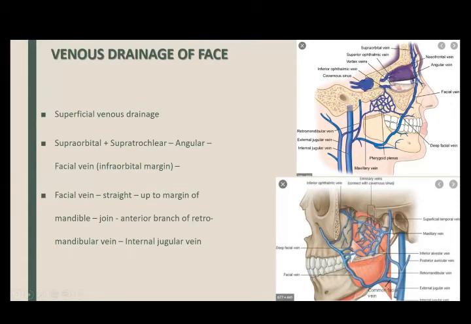Now, as it descends, अब यहाँ पे ये orbit है, lower margin of the orbit. At the lower margin of the orbit, this vein changes its name to facial vein. अभी तक यहाँ पे angular vein थी. At this level, at the lower border of the orbit, it changes its name to facial vein. The facial vein follows a straight course. Unlike the facial artery, जो कि बहुत tortuous थी, this is a straight vein. It runs as far as the mandible, lower border of the mandible.